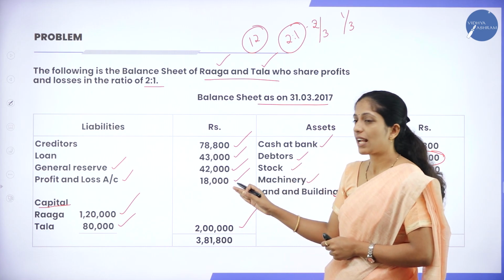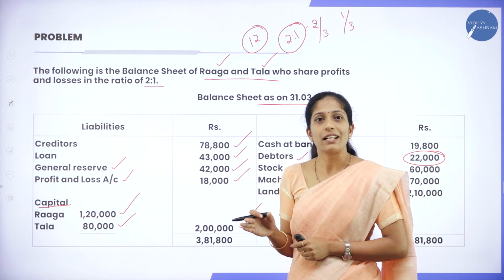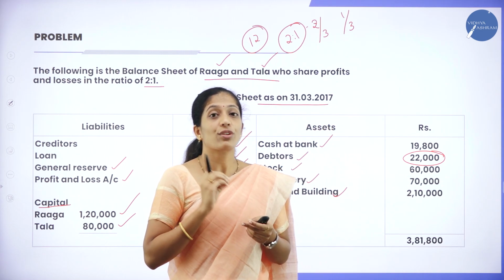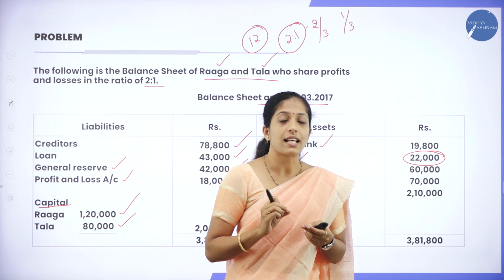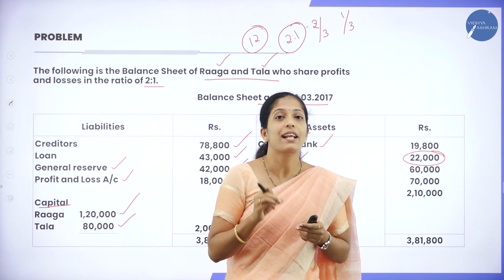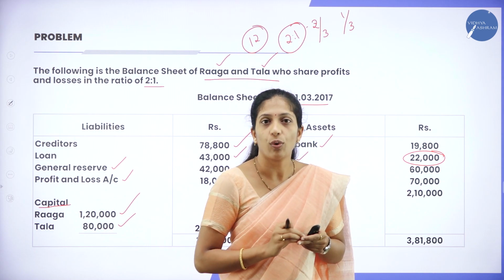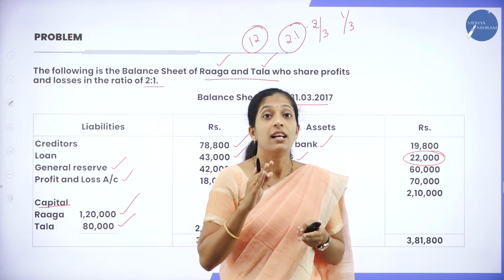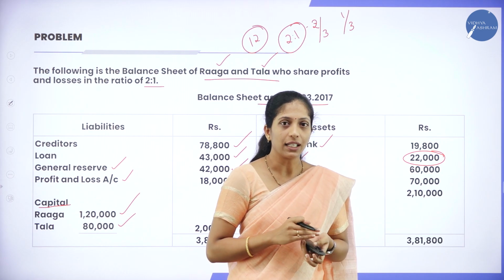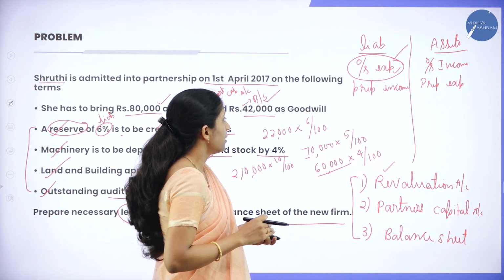In the same way, the profit and loss account of 18,000 is distributed in the old partners' ratio. That is, we will distribute only to the old partners. The reason is that the reserve as well as the profit and loss account belong only to the old partners, not to the new partner. So we will distribute only to the old partners in their old profit sharing ratio. Now go through the solution here.